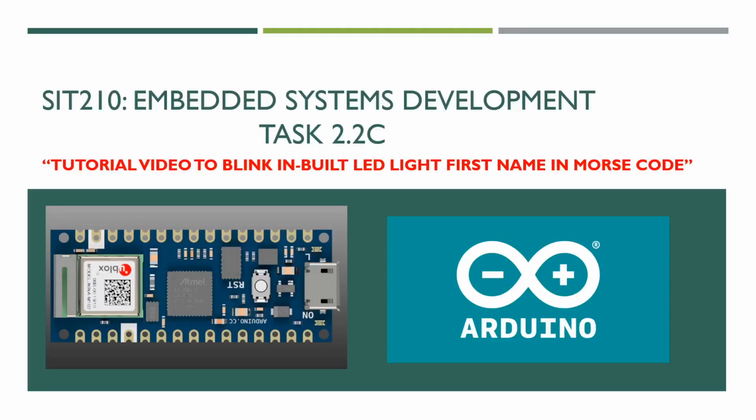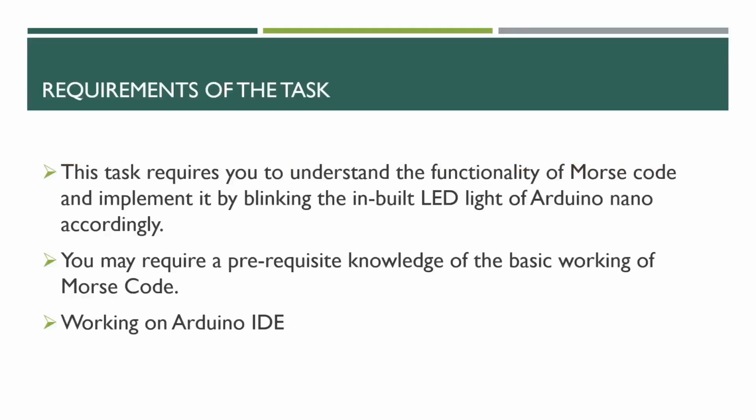This video is a tutorial to make an LED light blink your first name in Morse code using the Arduino Nano 33 IoT device. This task requires you to understand the functionality of Morse code and how it works in order to blink your first name with the inbuilt LED light. You will also be working on the open source Arduino IDE for the implementation of your code.